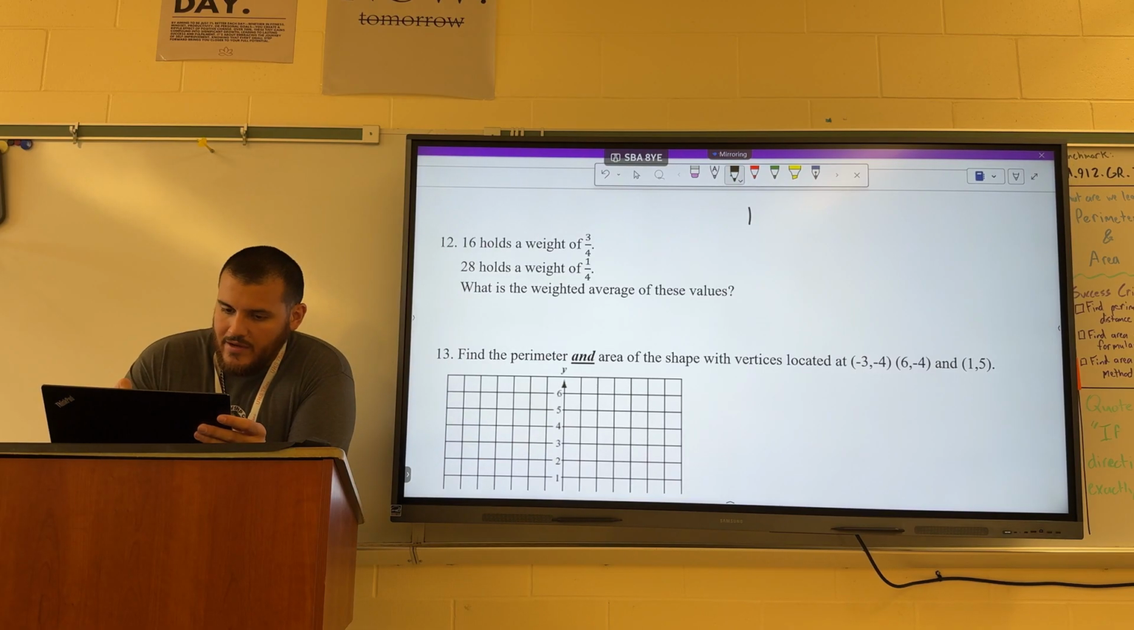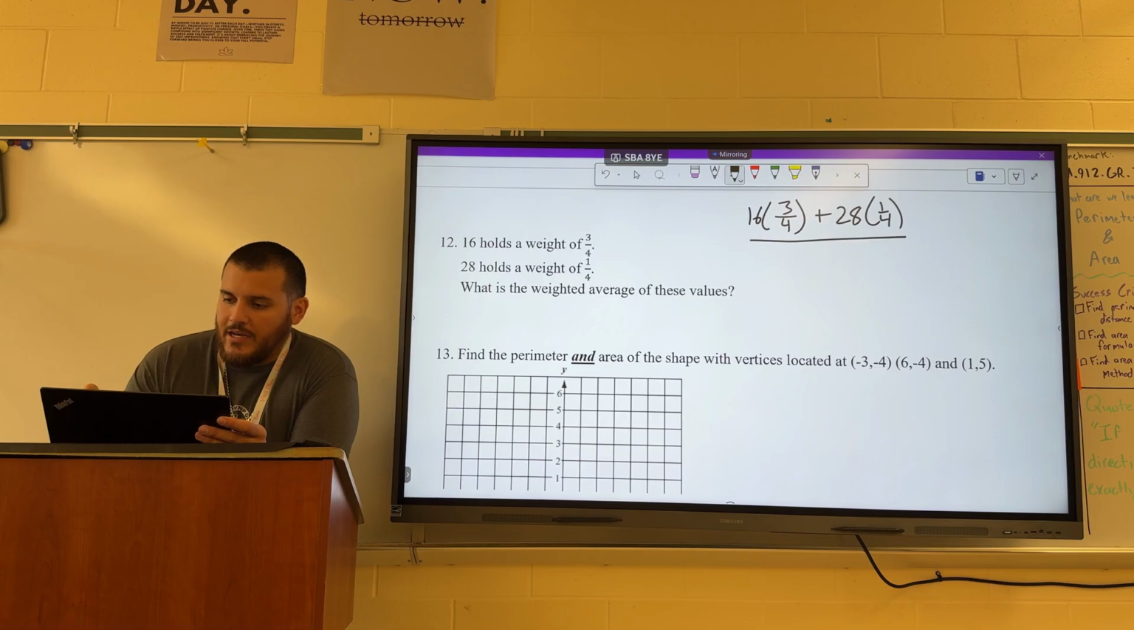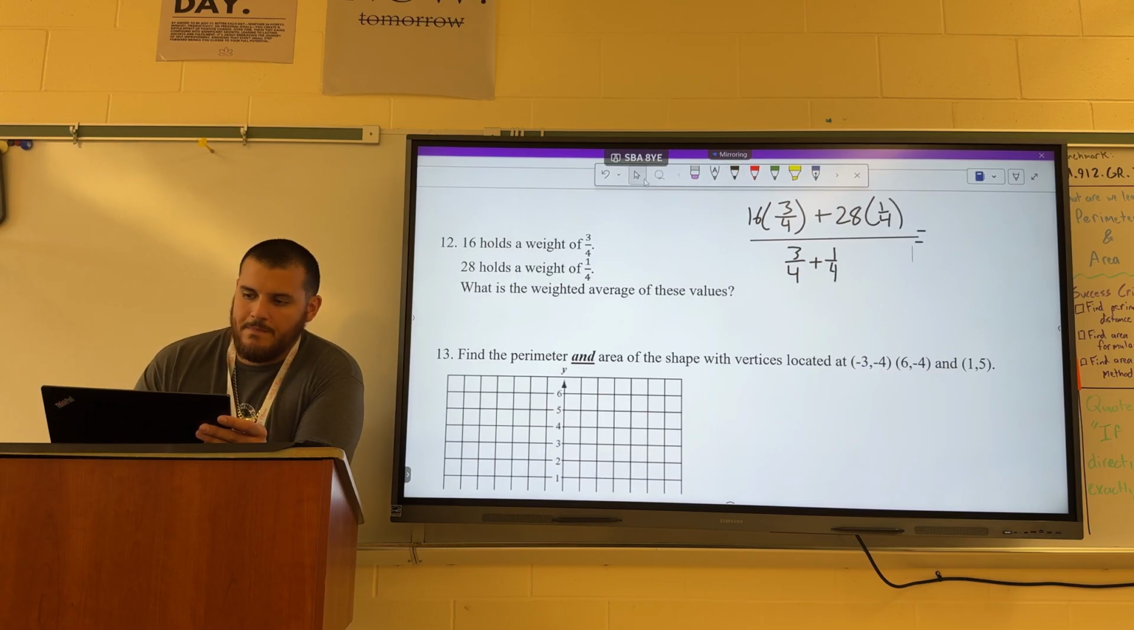So for this problem, I have 16 with a weight of 3/4, so I'm doing 16 times 3/4. That gets added to our next value, 28, with a weight of 1/4. And again, the denominator is the sum of these weights. So I get 3/4 plus 1/4.